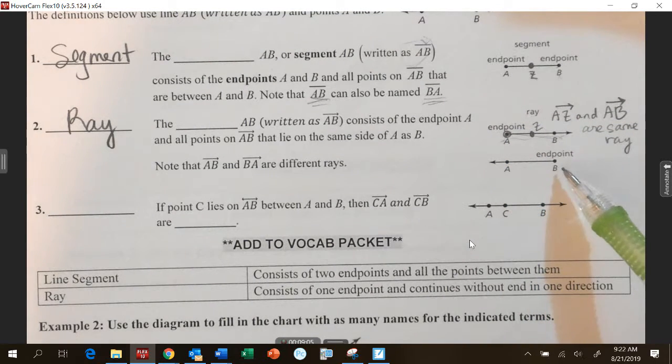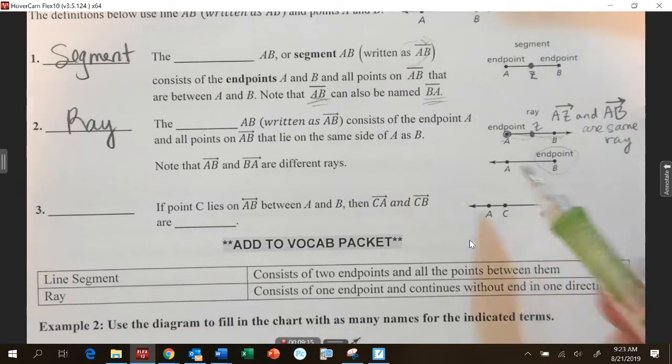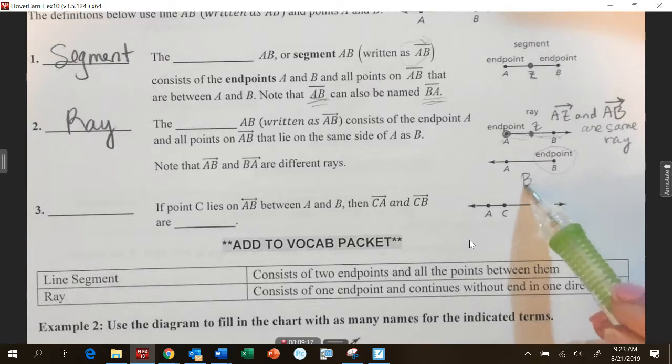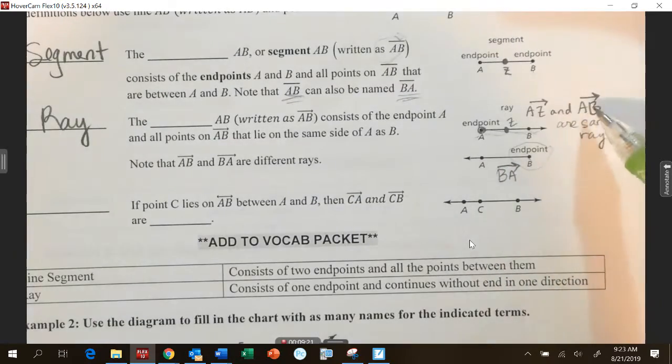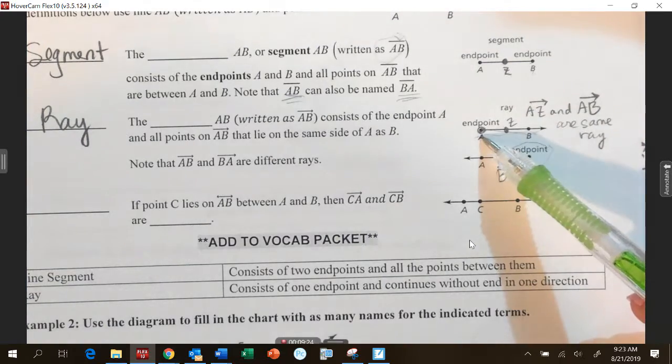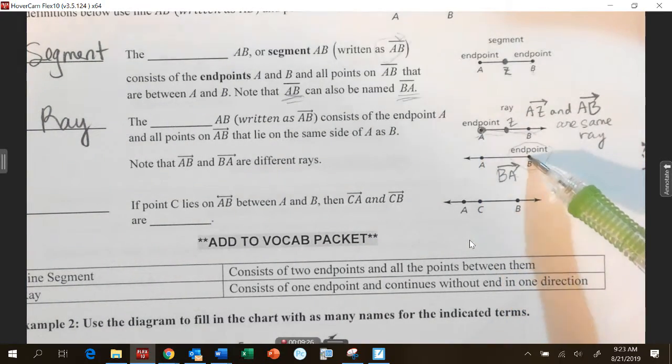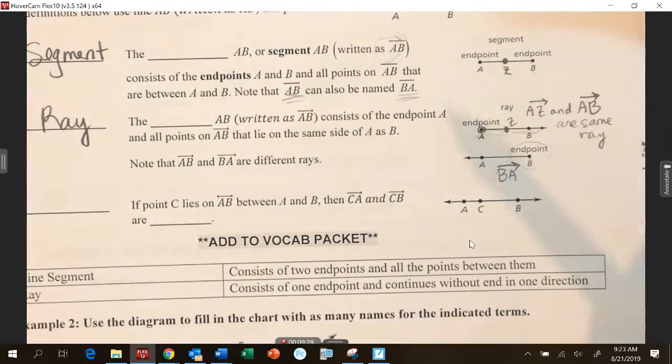And then there's an example right underneath that. If my endpoint is at B, then I cannot name it ray AB. I have to name this one ray BA. So ray AB, the endpoint is at A. Ray BA, the endpoint is at B. So that first letter is the endpoint every single time. And when I say first letter, I mean what you come to first, reading left to right.